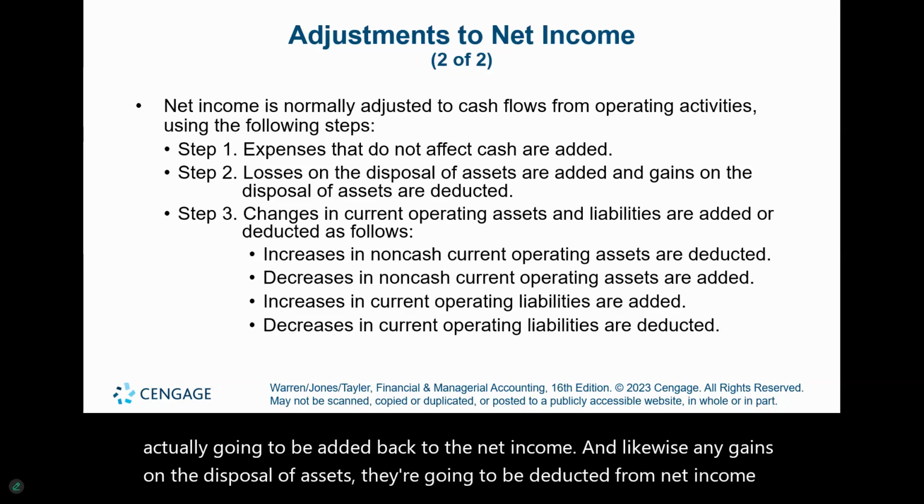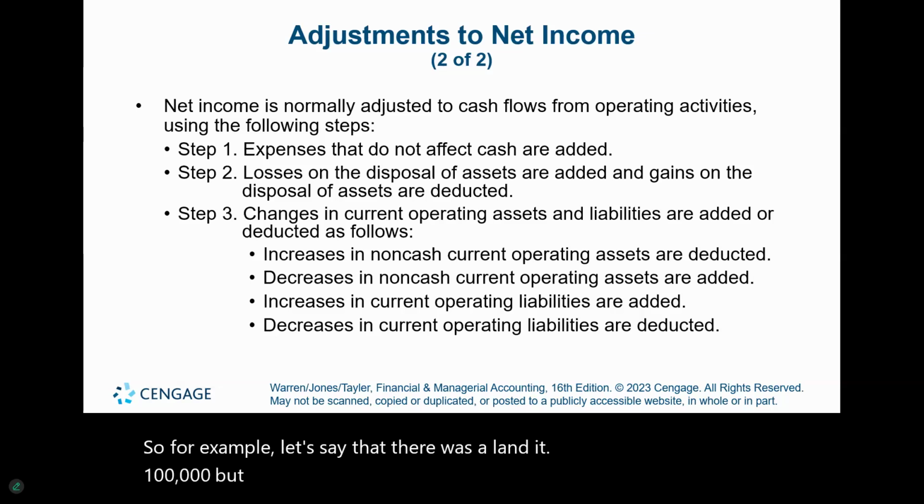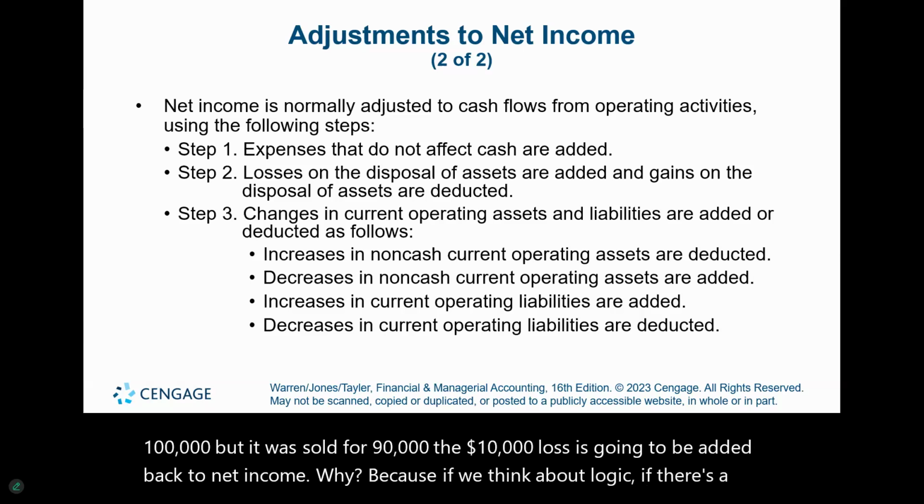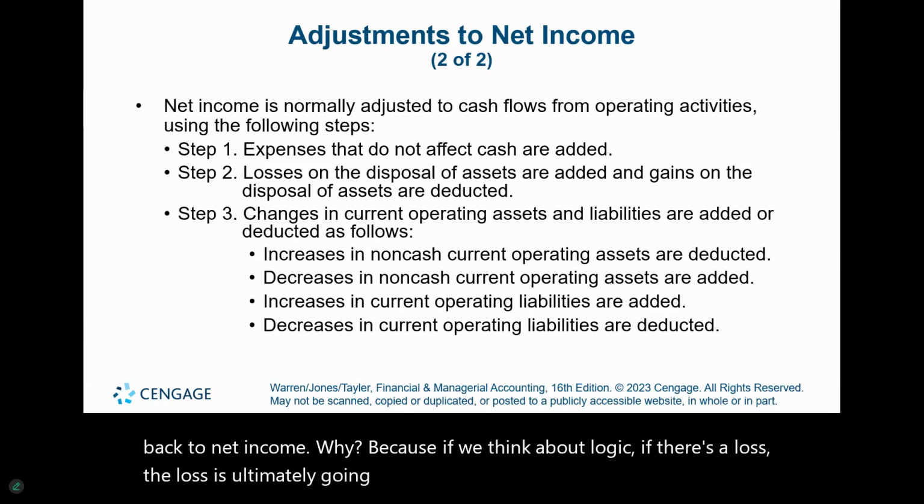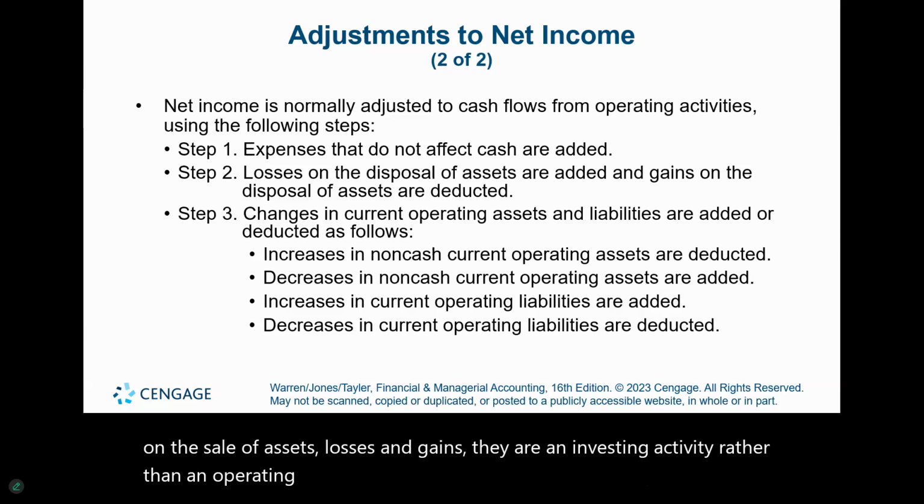So for example, let's say that there was a land, it cost 100,000, but it was sold for 90,000. The $10,000 loss is going to be added back to net income. Why? Because if we think about logic, if there's a loss, the loss is ultimately going to decrease the net income. But again, losses on the sale of assets, losses and gains, are an investing activity rather than an operating activity. So we factor those in.